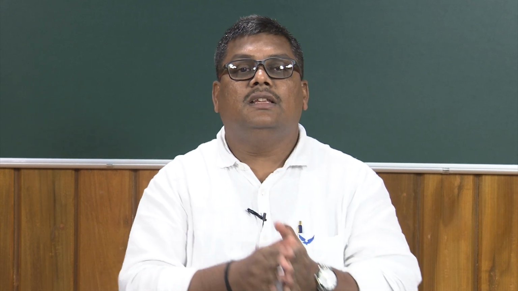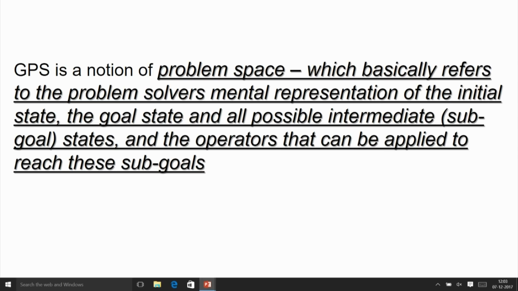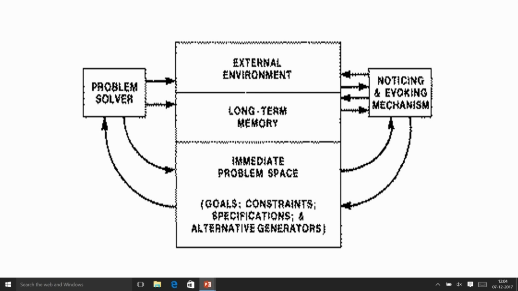So, GPS is a notion of problem space, which basically refers to the problem solver's mental representation of the initial state, the goal state and all possible intermediate sub goal states, and the operators that can be applied to these. So, basically GPS talks about an initial state, a goal state, sub problems and certain operators. Look at this picture. This is an idea of a human GPS, general problem solver.